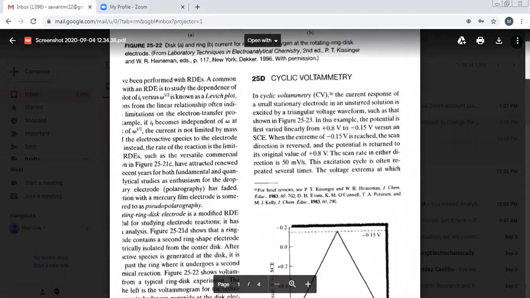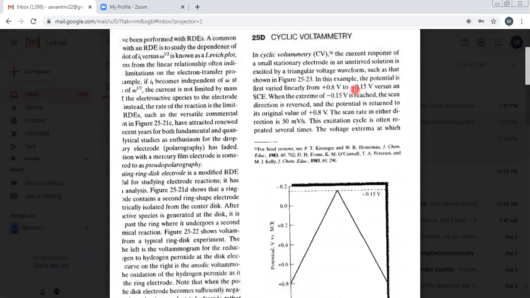Okay, we had discussed cyclic voltammetry. The current response of a stationary electrode in an unstirred solution is excited by a triangular wave voltage waveform, such as that shown in 25-23. In this example, the potential is first varied linearly from plus 0.8 volt to minus 0.15 volt versus a standard calomel electrode.